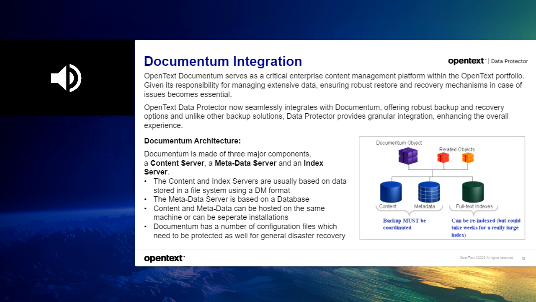As you can see with Documentum, there's 3 different areas we need to look at. We need to look at the content server, the metadata server, and the index server. And we need to make sure that if we're backing these up, everything is consistent and everything is backed up as one. So how do we do that?